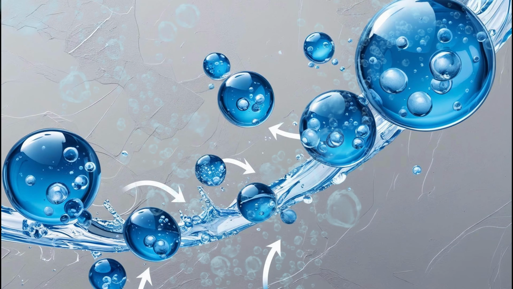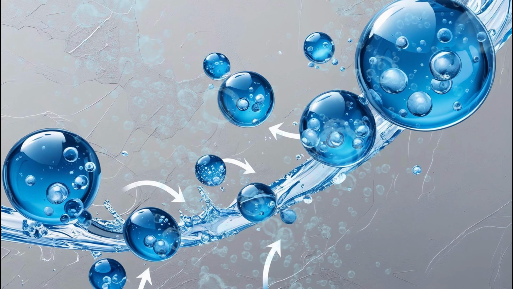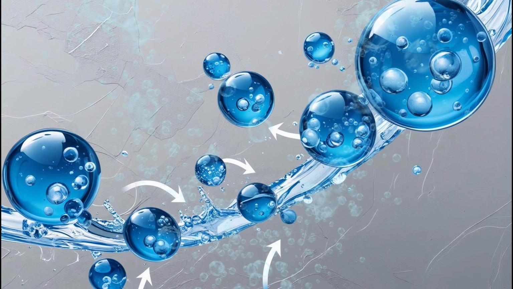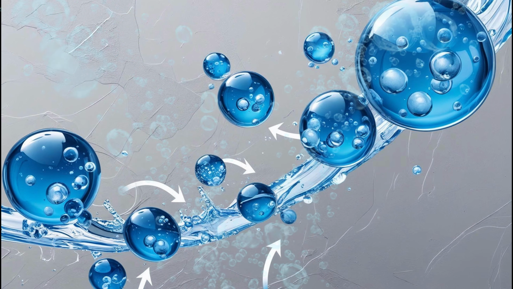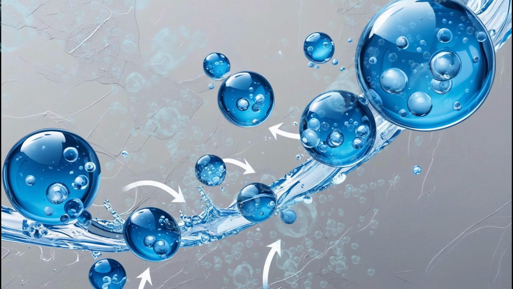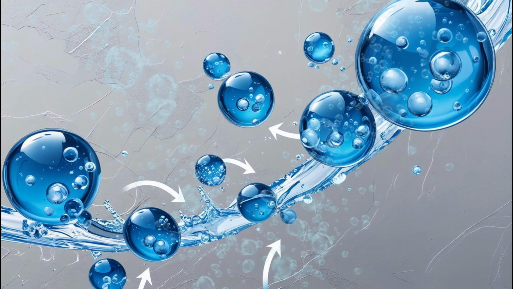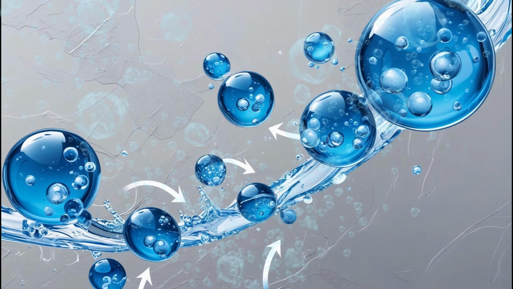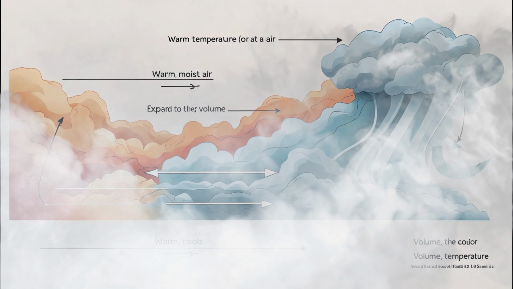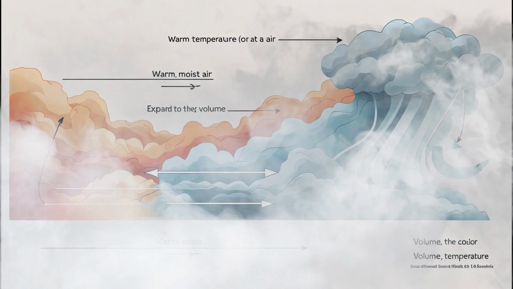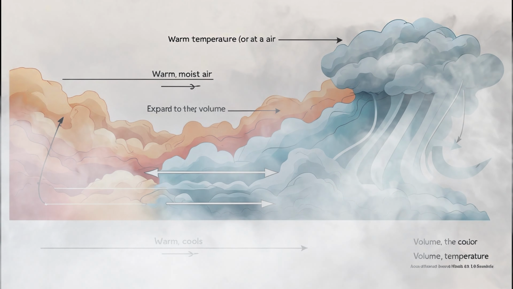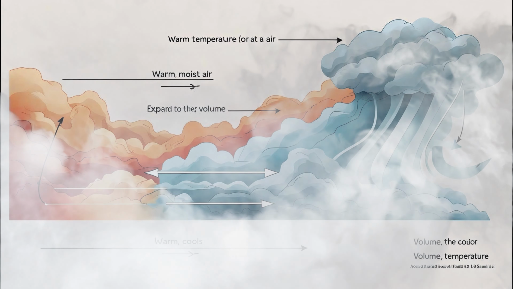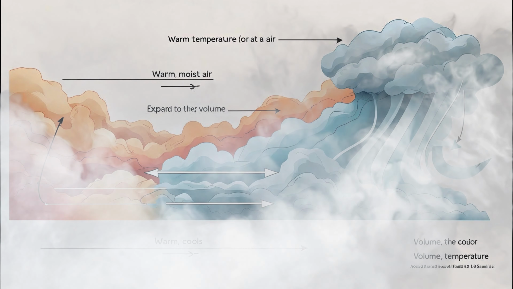The fundamental ingredient for cloud formation is water vapor, which is water in its gaseous state. This vapor is constantly entering the atmosphere through evaporation from oceans, lakes, rivers, and even the ground, as well as through transpiration from plants. For clouds to form, this invisible water vapor needs to cool and condense. As warm, moist air rises, it expands and cools because the atmospheric pressure decreases at higher altitudes.